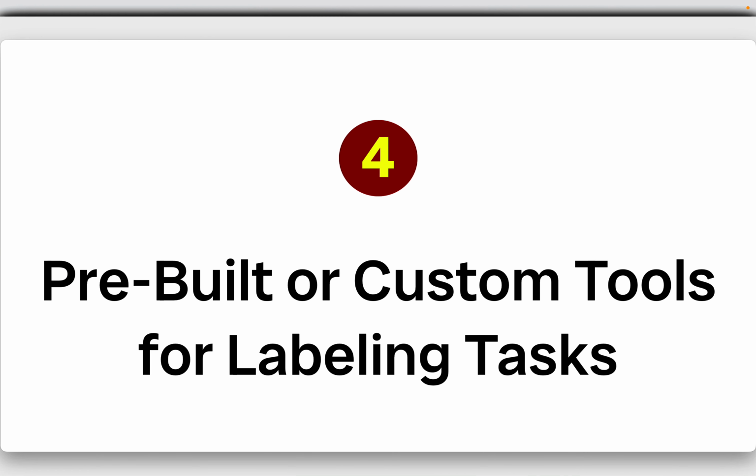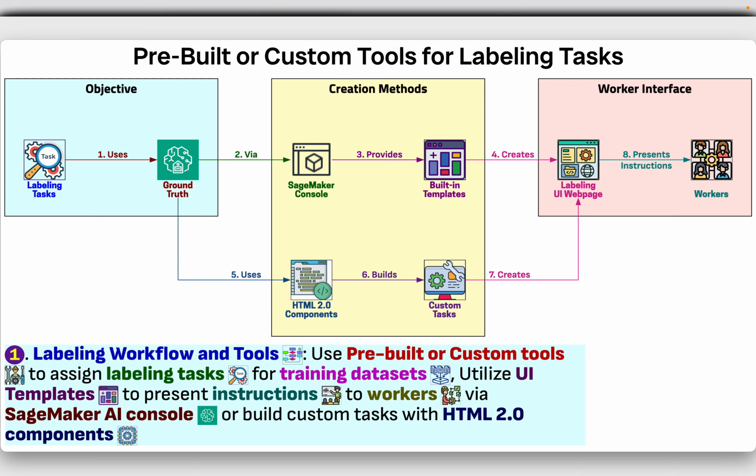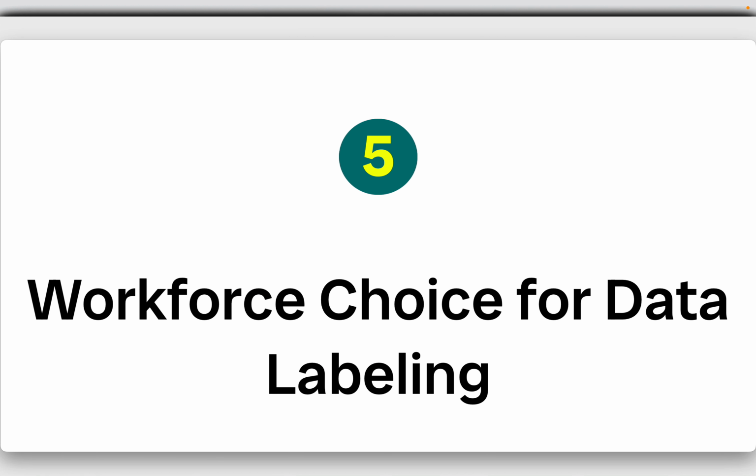Fourth topic is pre-built or custom tools for labeling tasks. You can use either pre-built or custom tools to assign the labeling tasks for your training dataset. A labeling UI template is a web page that Ground Truth uses to present tasks and instructions to your workers. The SageMaker AI console provides built-in templates for labeling data. You can use these templates to get started, or you can build your own tasks and instructions by using the HTML 2.0 components.